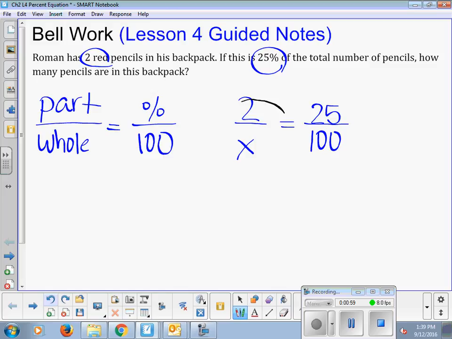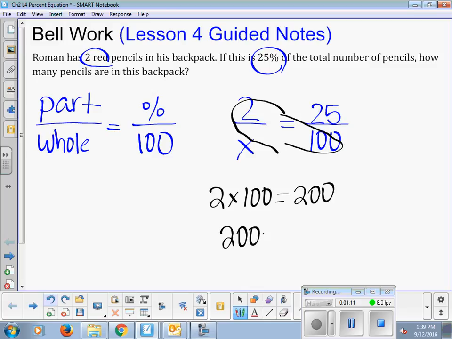Go ahead and multiply the 2 numbers. We know how to multiply. 2 times 100 is what? 200. And then we divide by our leftover number. 200 divided by 25 gives us 8. So how many total pencils are there? 8. 8 pencils.